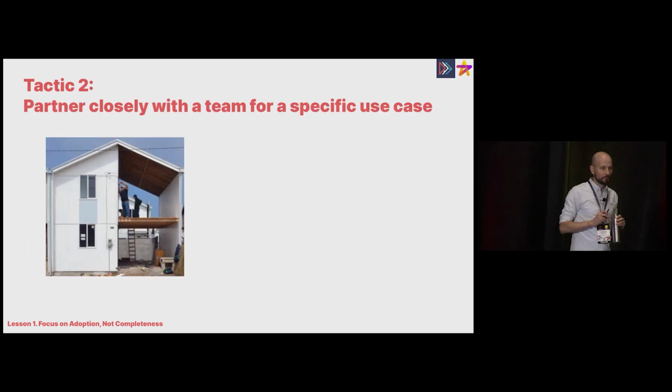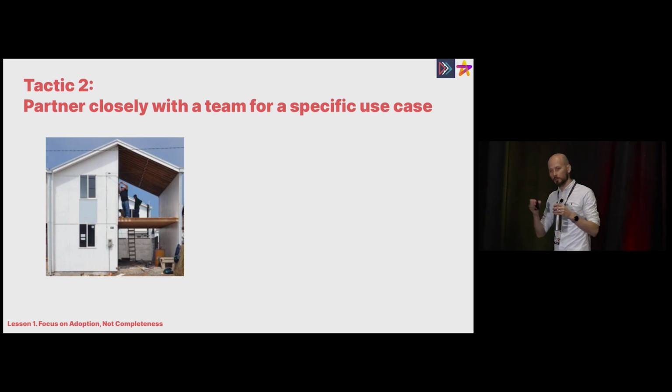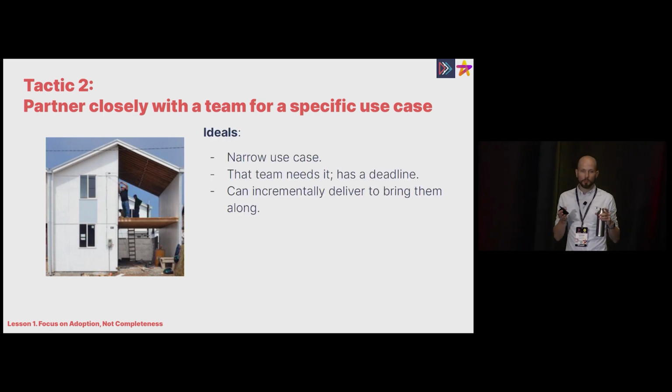Tactic number 2 is partner very closely with the team for a specific use case. So much like in this picture, rather than trying to build the whole house, try to find someone you can build a room for while you continue to build out the rest of your vision. The ideal here is the narrow use case.